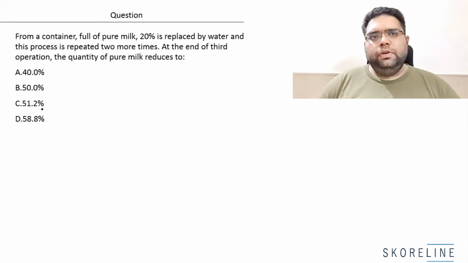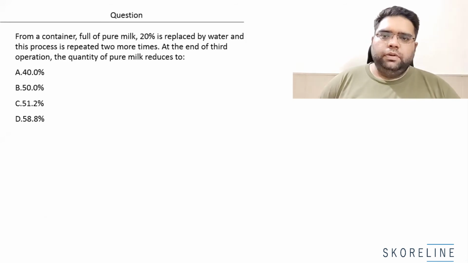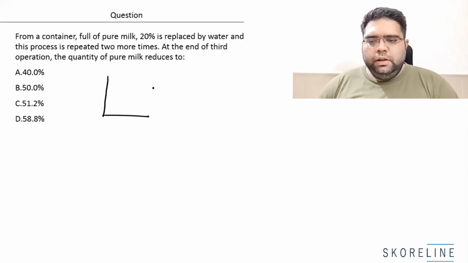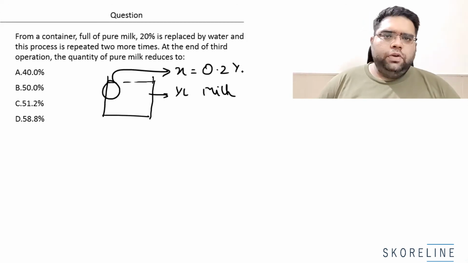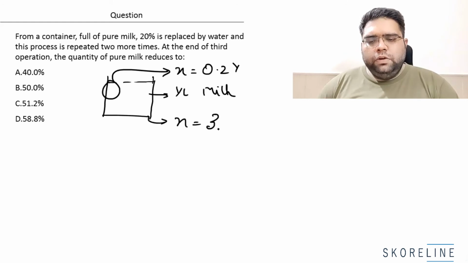You need to calculate the percentage of pure liquid at the end of these 3 total replacements. Right? There are 3 total replacements now. So there is some pure milk in the container. Let's say y liter milk, and out of this y liter, some x is being replaced, which is 0.2 of y, 20% of y, right? And then this process is repeated 2 more times. So this process has been repeated a total of 3 times.